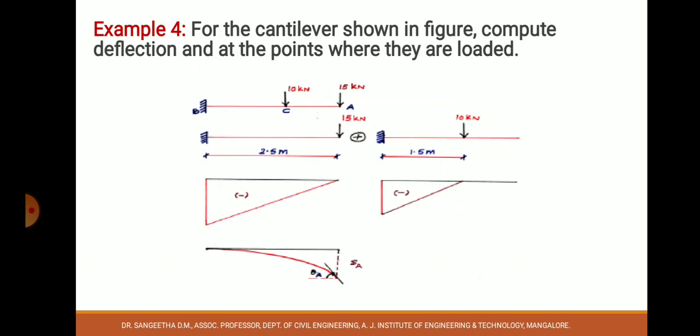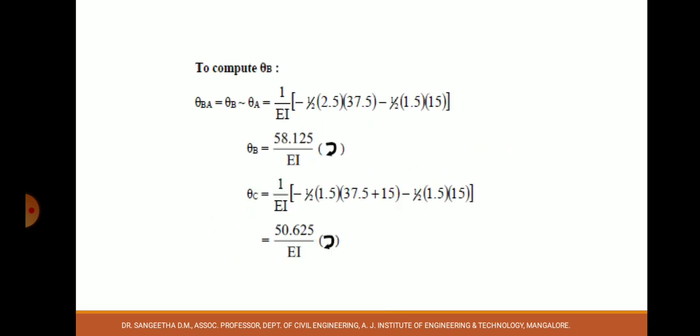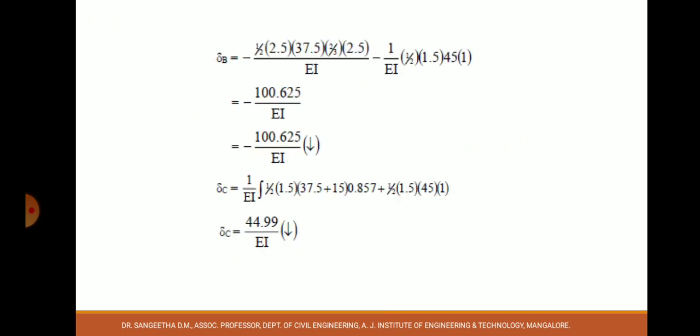If you are doing it for theta B, both loads contribute totally, giving theta AB. If you are doing it for theta CB, the two different loads contribute differently. So that is 50.625 by EI.